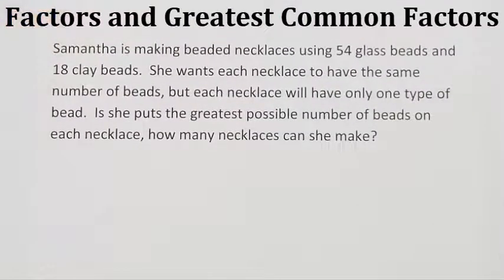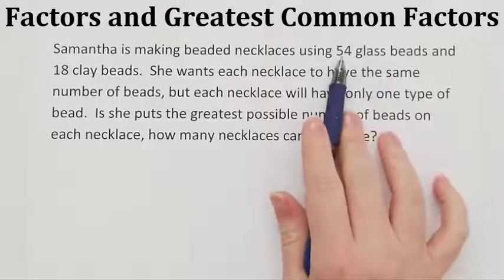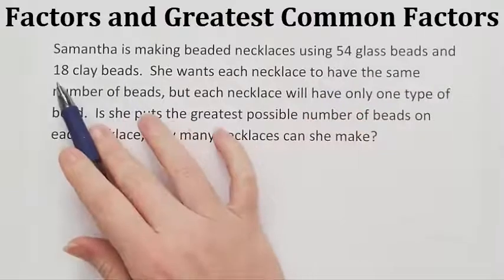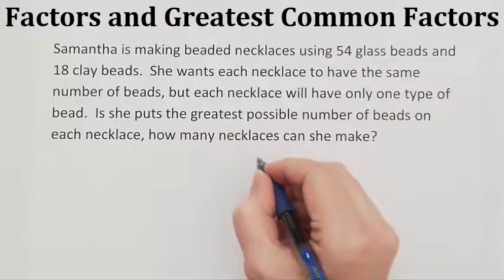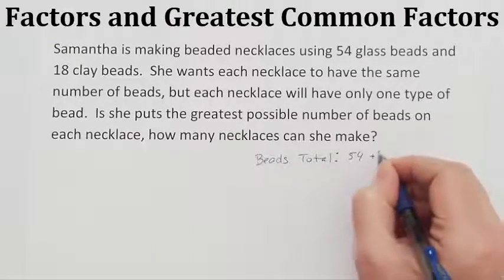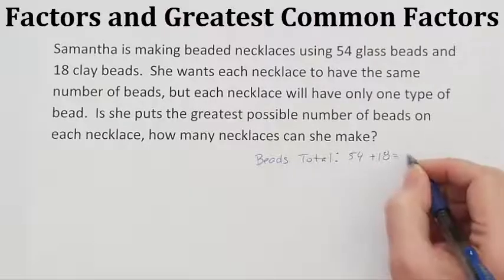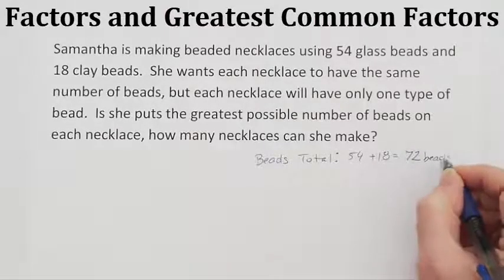So our last problem for the day: Samantha is making beaded necklaces. And she's got 2 different types of beads. She has glass beads, and she has 54 of those. And she has clay beads. She has 18 of those. How many beads does she have total? Well, there were 54 glass beads and 18 clay beads, so a total of 72 beads.